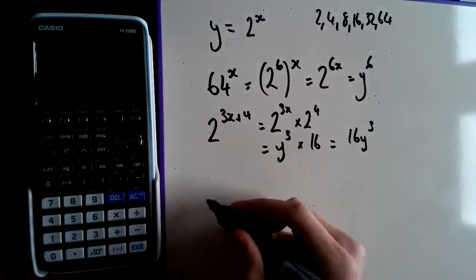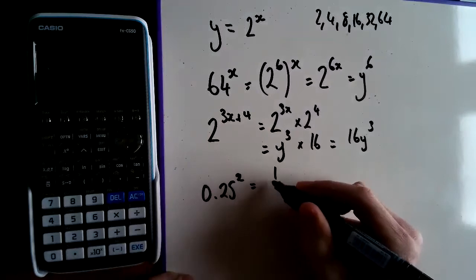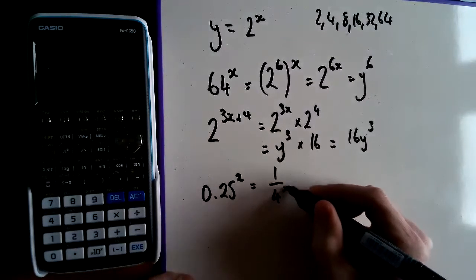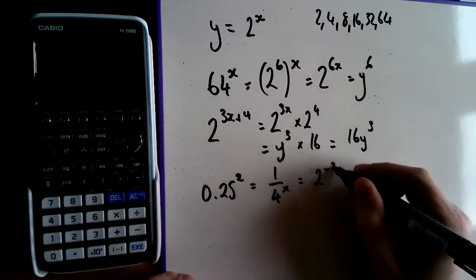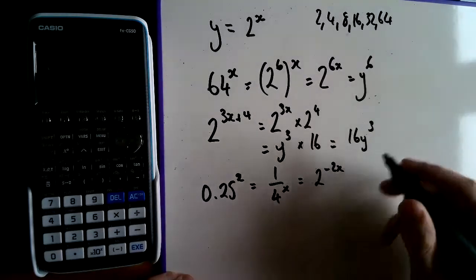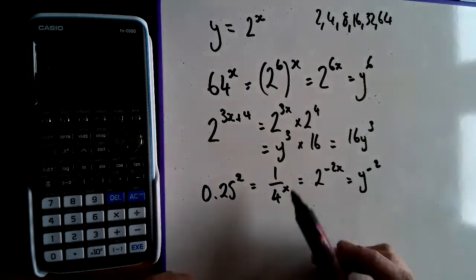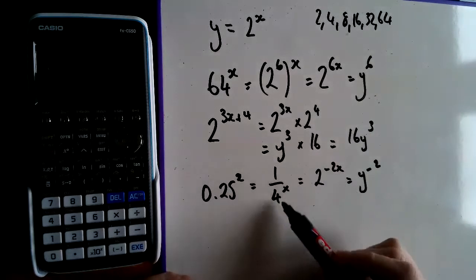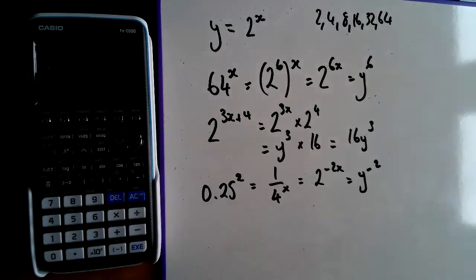And the last one, 0.25 to the x is 1/4 to the x, which is 2 to the minus 2x, which is y to the minus 2. It was a minus 2x because it was negative, because there's a fraction, and 2 squared is 4.